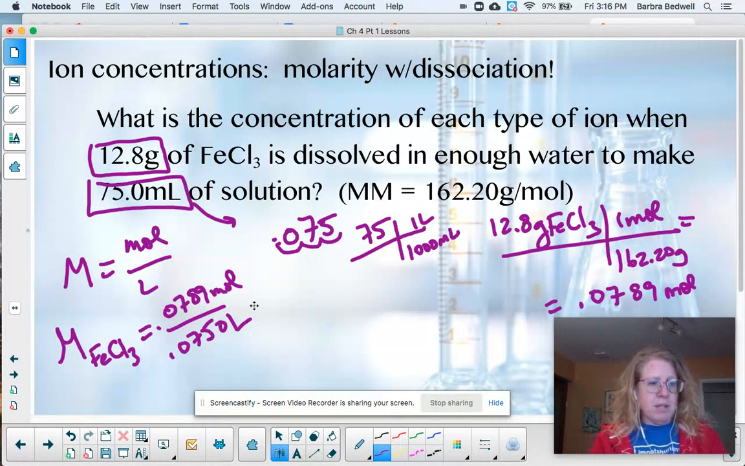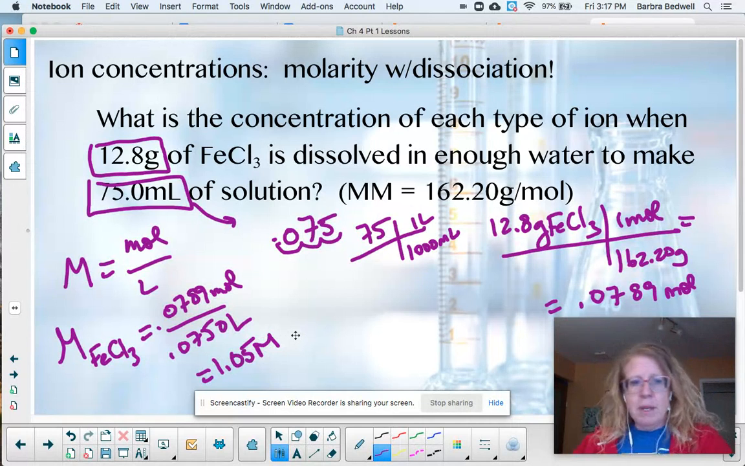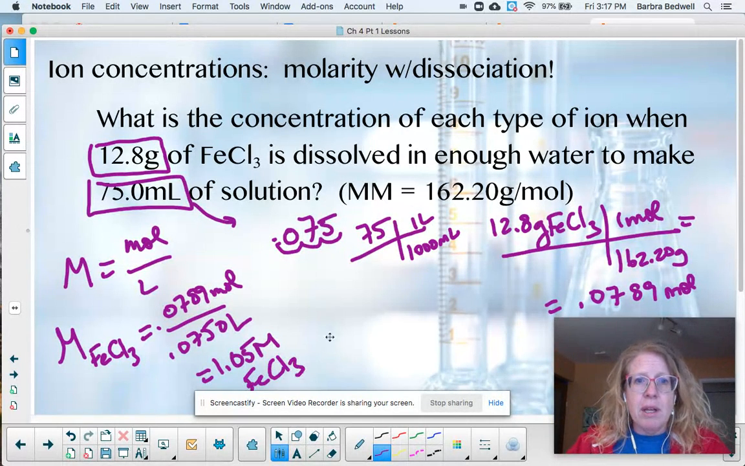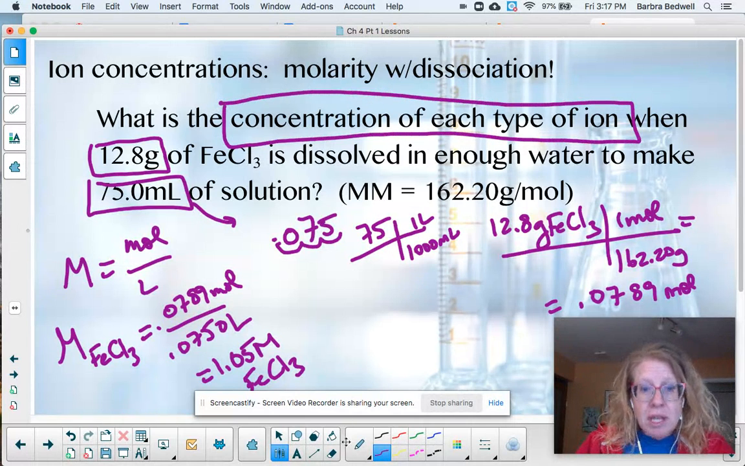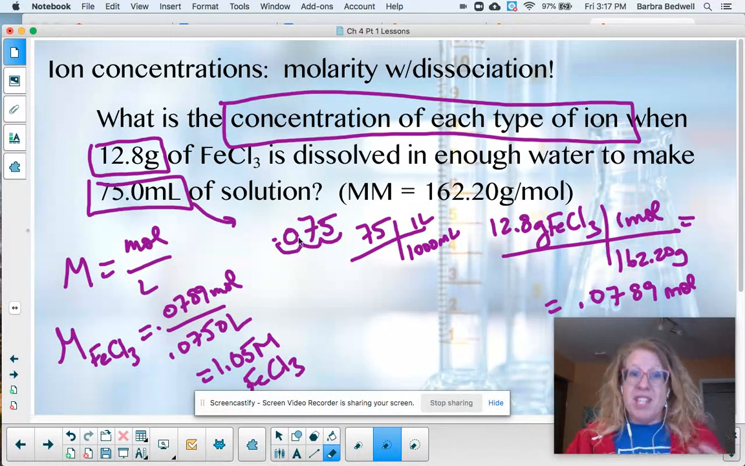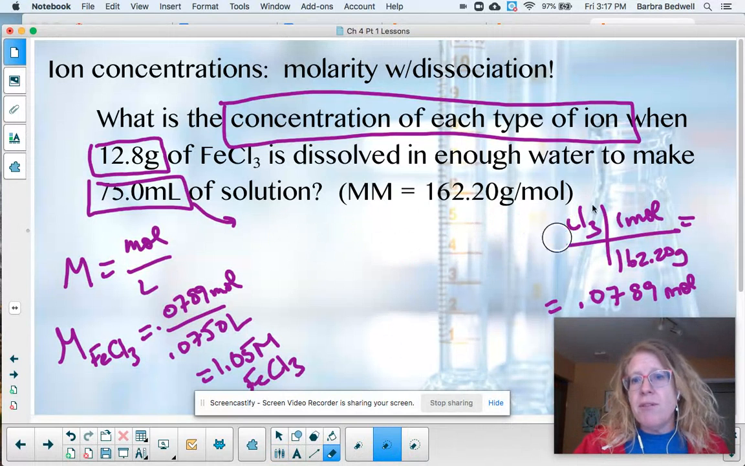liters. So 0.0789 divided by 0.075, it's about 1 molar, right? Equals 1.05. We've got 3 sig figs in here. Molar solution. So that tells us about FeCl3. But this question doesn't ask about that. This question asks about the concentration of each type of ion. So there's a little bit of an additional step, I guess, that we need to do to finish this one up.